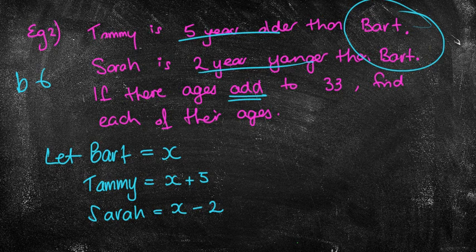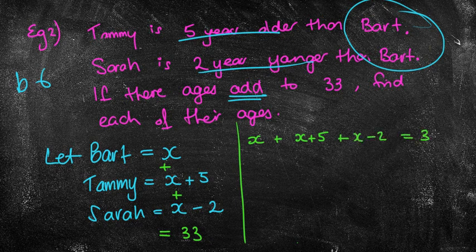And it says to us that if we add all these together, the sum, we're going to have the answer of 33. So what I would like to see when you're doing this is the following. We're going to write that out. x plus 5 plus x take away 2 is equal to 33. Now I can clearly see that that was Bart, that was Tammy, and that was Sarah. The sum, or add, I plus them together, the answer is 33.